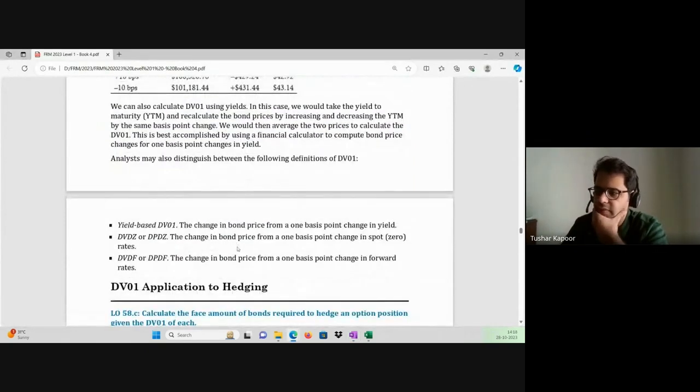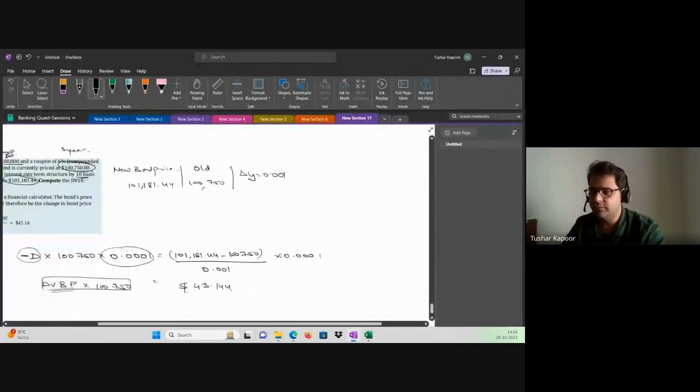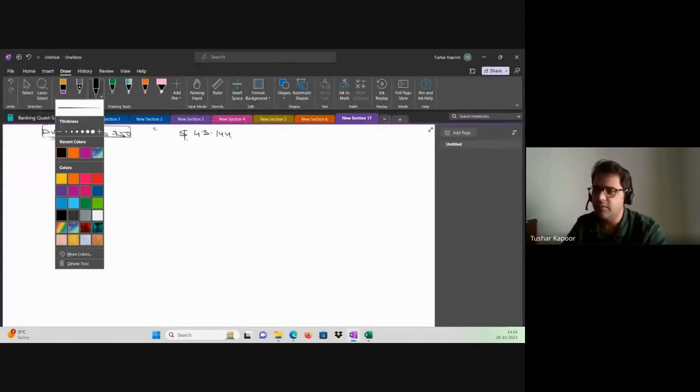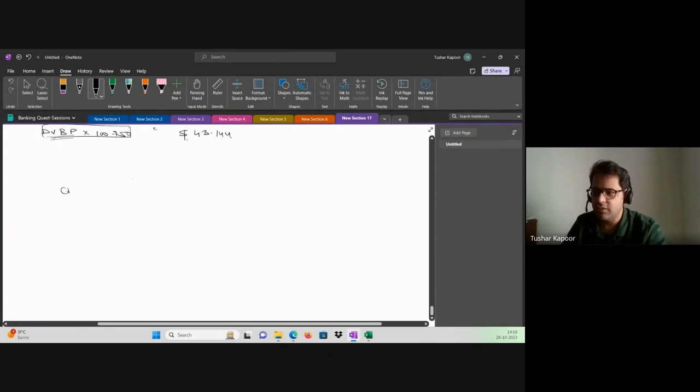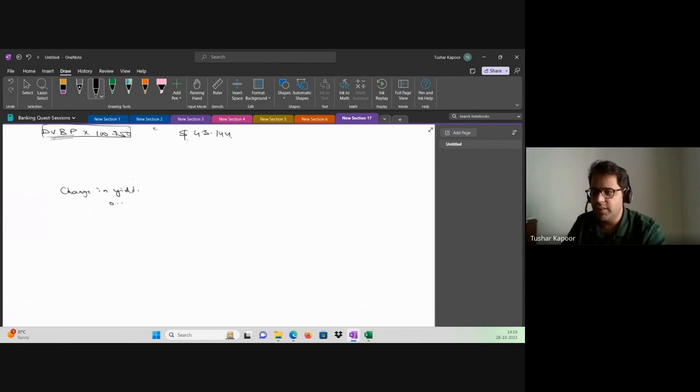Now, similar to DVBP, we also have a concept. When we talked about change in the bond price due to a change in yield by 0.01%, we call it yield-based DV01. But when we talk about change in bond price due to a change in the spot rate curve, 1 basis point, think of it this way. I can write this information. What has been changing? Change in yield, when we talk about change in yield by 0.01%. When we talk about change in spot rate, again, a parallel shift in the spot rate by 0.01%.